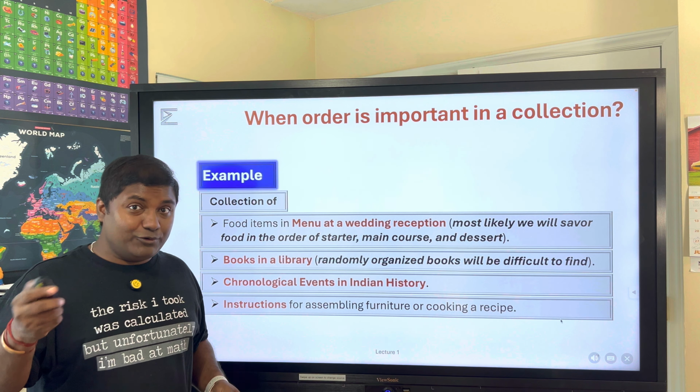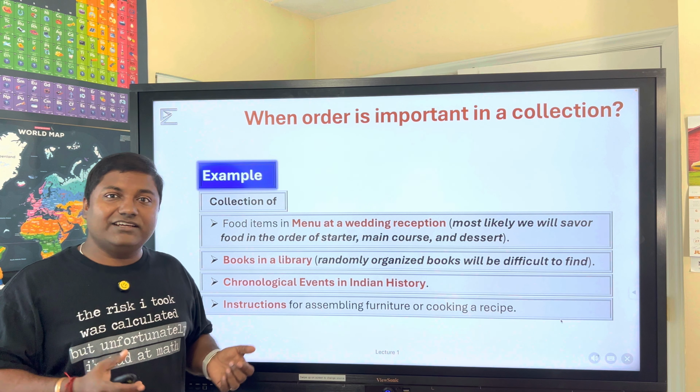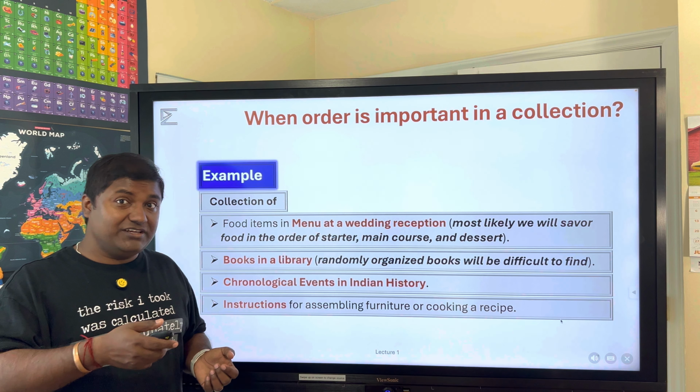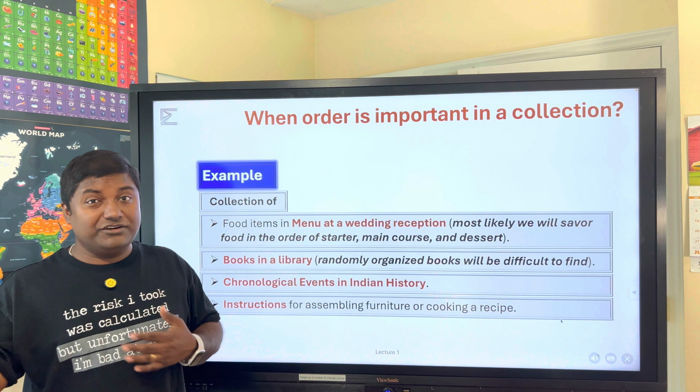For example, let's say for making butter paneer, first you have to turn on the stove, you have to put a vessel like a kadhai, you have to add oil, you have to then add chopped onion to fry, and then masalas and paneer and so on, it goes on.